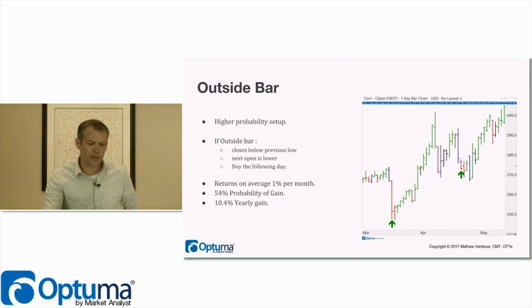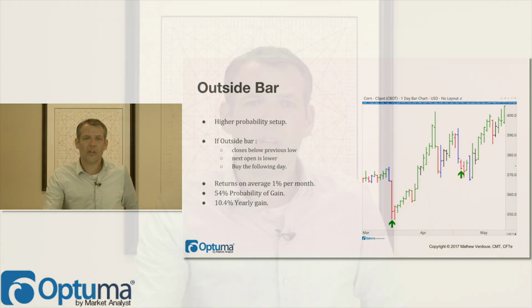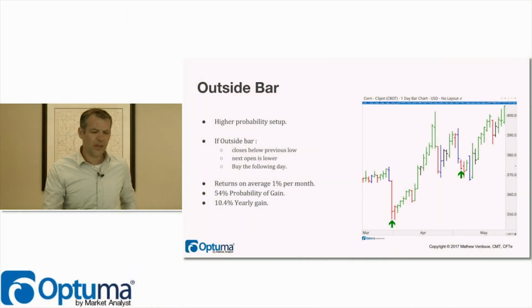If you go to optuma.com/videos or optuma.com/proweb, we did a lot of webinars on signal testing, statistical analysis of signals. And so that's what I'm using here, and you can see the results that I'm getting on this one. Essentially, this strategy across the S&P 500 equities would return on average 1% per month, which isn't too shabby, with a 54% probability of gain. That leads to about a 10.5% yearly gain, and that's if you just did this strategy, nothing else, as your buy signal.